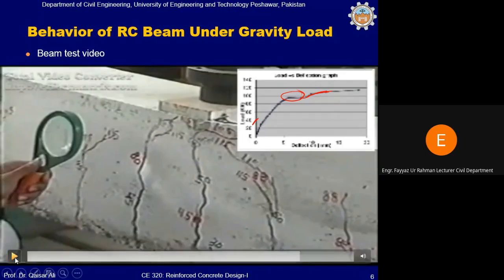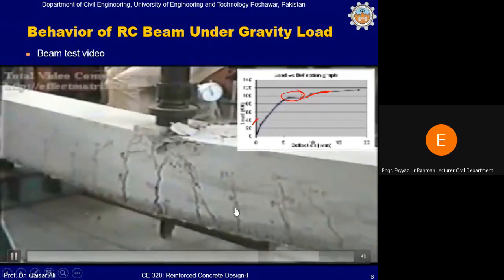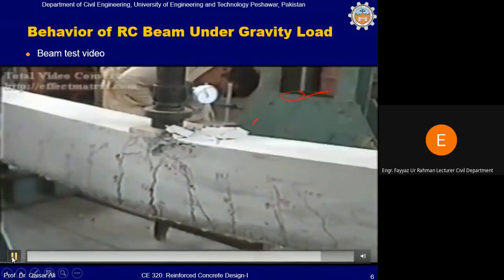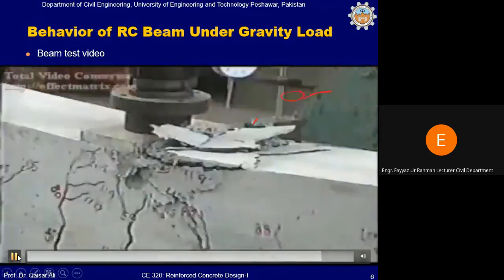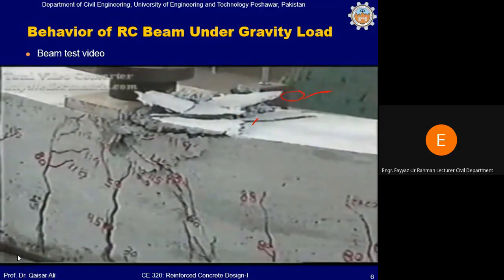However, at the last stage, when the concrete in the compression zone got crushed, you can see here, after this the beam is not able to take the increasing load, which means that the beam is considered as failed when the concrete in the compression zone crushes.